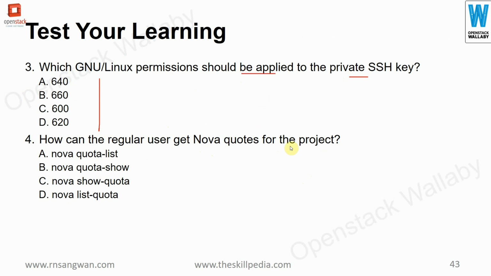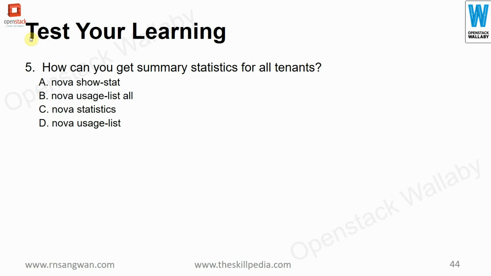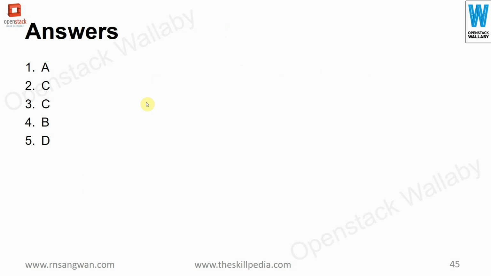Regular user Nova quotas. How can we show them? How can we get summary statistics for all tenants? I leave it to you. These are answers, by the way.